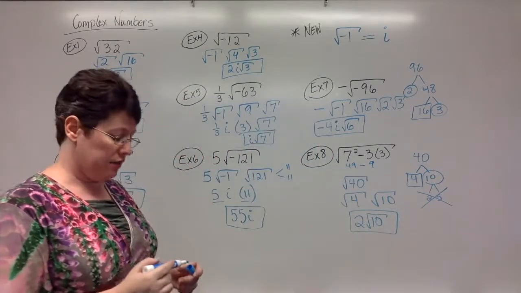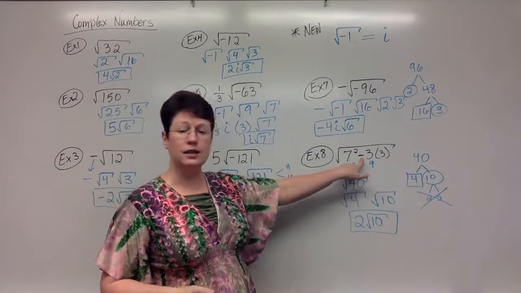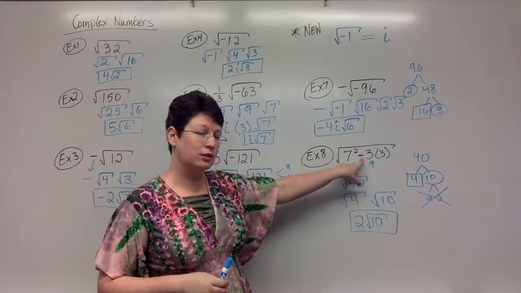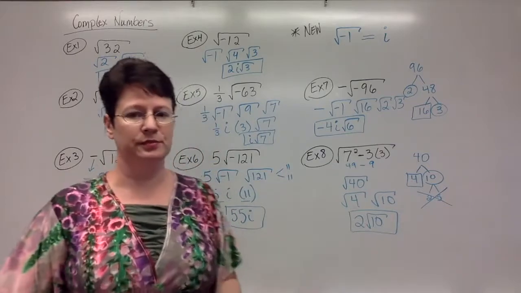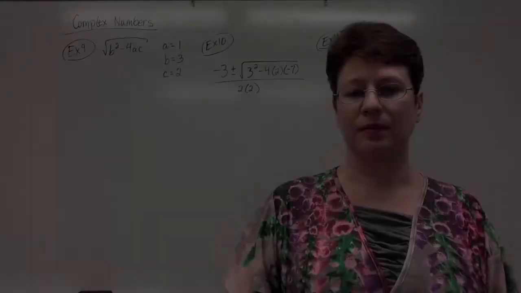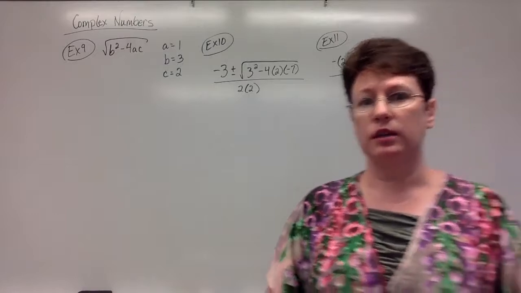Now this one didn't have an i in it. And yes, there was a subtraction under the radical. But notice the answer for the subtraction was positive. So let's do our next example. Now let's look at example 9.